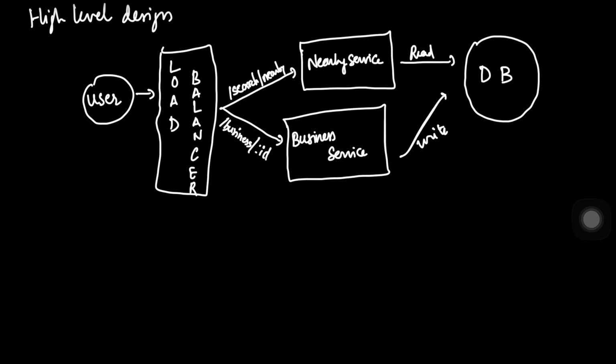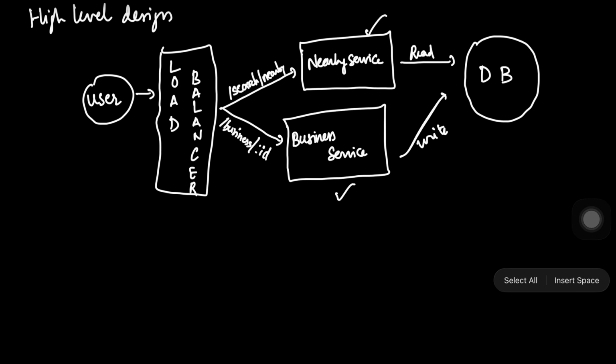Yeah, so now let's come to the high level design of this particular problem statement, where we have a user which will get routed by a load balancer to any of the services. So here we have a nearby service and a business service. We are following the microservices architecture, where the nearby service is segregated from the business service, because both of them have different kinds of loads.